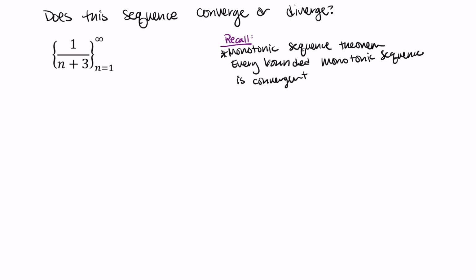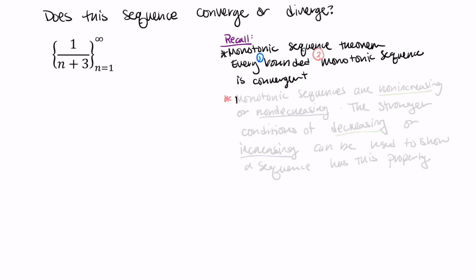Okay, so in order to use this theorem to show convergence, we need to show two things. One, we need to show the sequence is bounded. And two, we need to show that it is monotonic. And just as a quick reminder, monotonic sequences are non-increasing or non-decreasing. You can also use the stronger conditions of decreasing and increasing respectively.